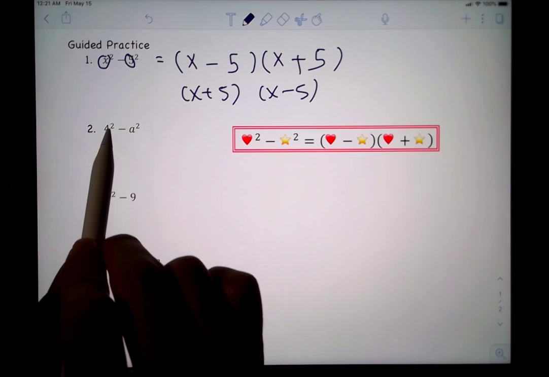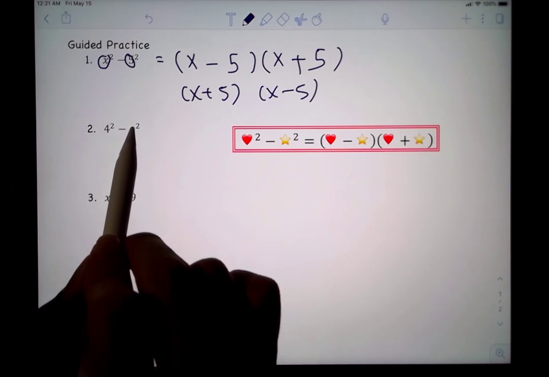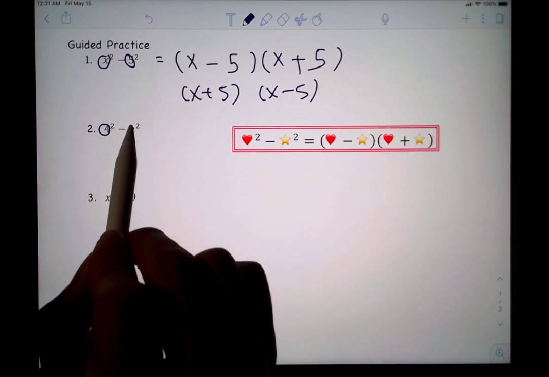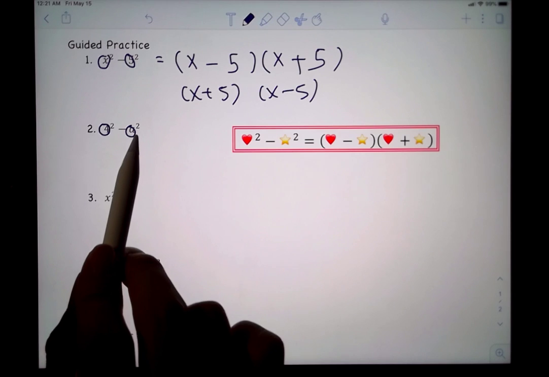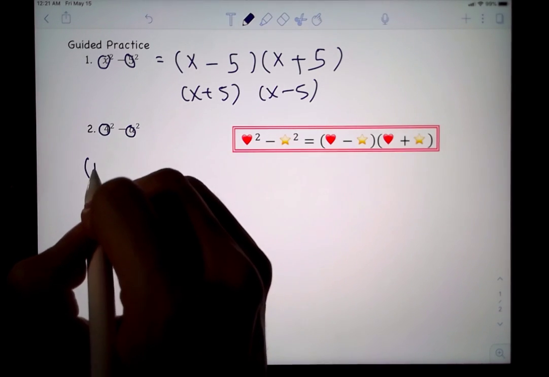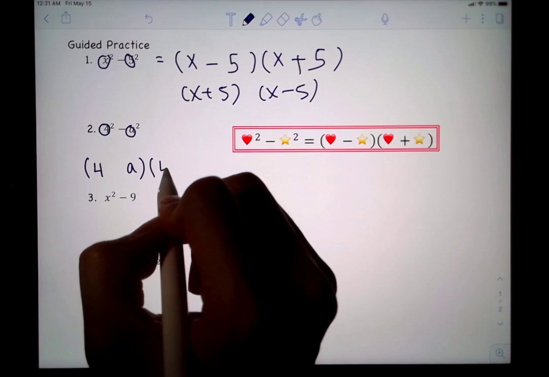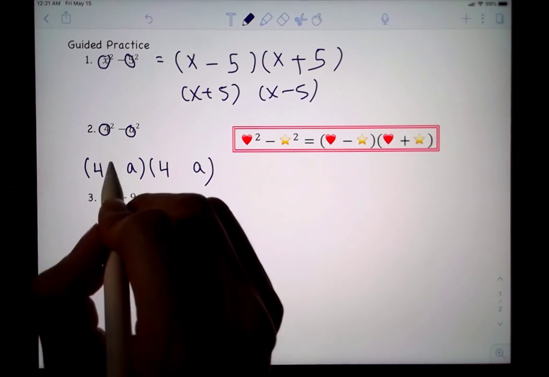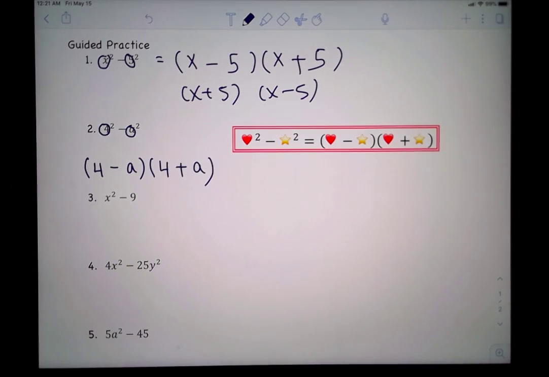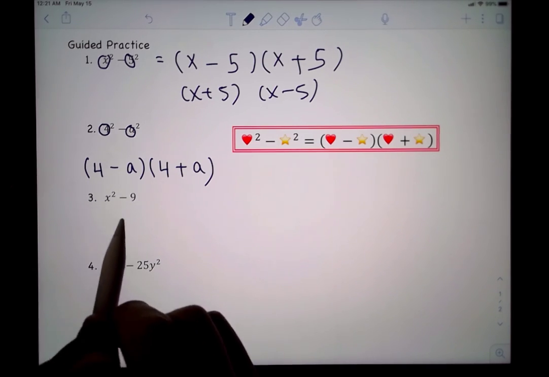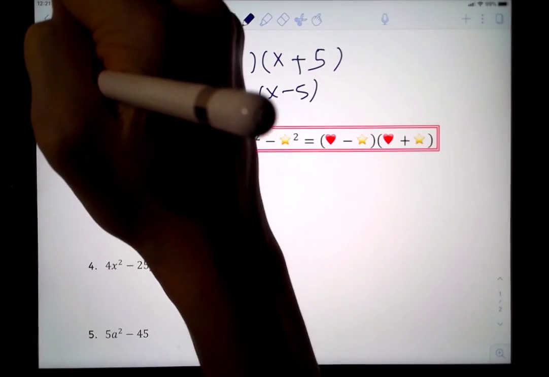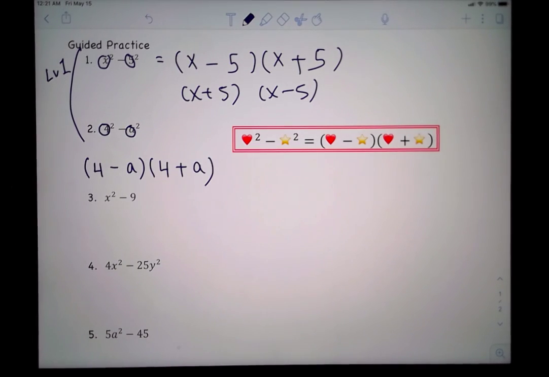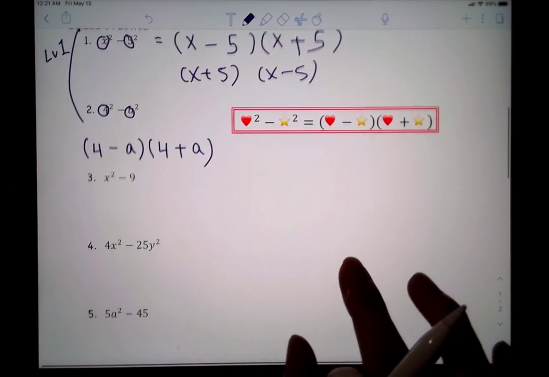And let's look at the next one. Do you see square minus square, right? Then we are just using base and base. So this time my bases are 4 and a, right? So 4a, 4a, minus plus. That's it. Easy, right? And look at this, number 3. That was like level 1, the easiest problem. You just have the formula form, right? And then level 2.